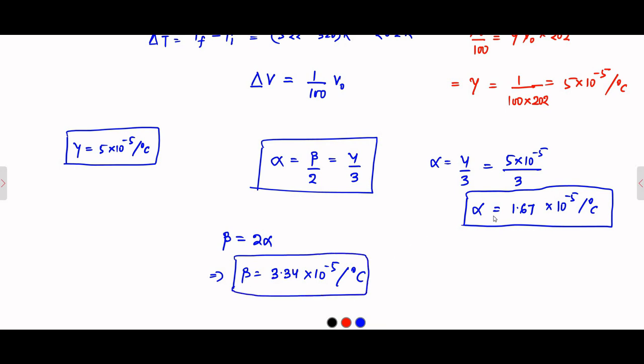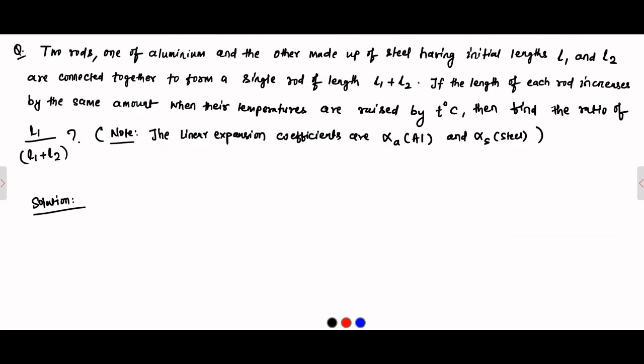So we have calculated first the volume expansion coefficient gamma, and then using the relationship between the thermal expansion coefficients alpha, beta and gamma, we calculated alpha first, the linear expansion coefficient, and then the surface expansion coefficient. So alpha is equal to 1.67 into 10 to the power minus 5 per degree Celsius, beta is 3.34 into 10 to the power minus 5 per degree Celsius, and gamma is equal to 5 into 10 to the power minus 5 per degree Celsius. Rounding it off, of course. It's coming around 4.97, so we rounded it off.